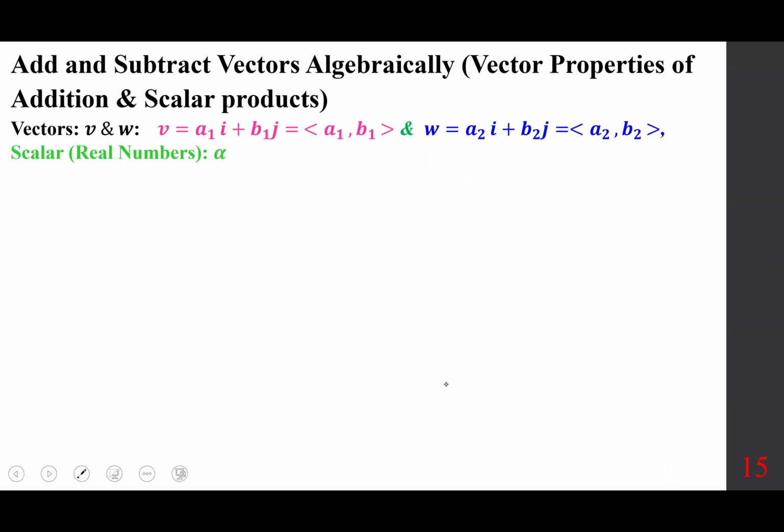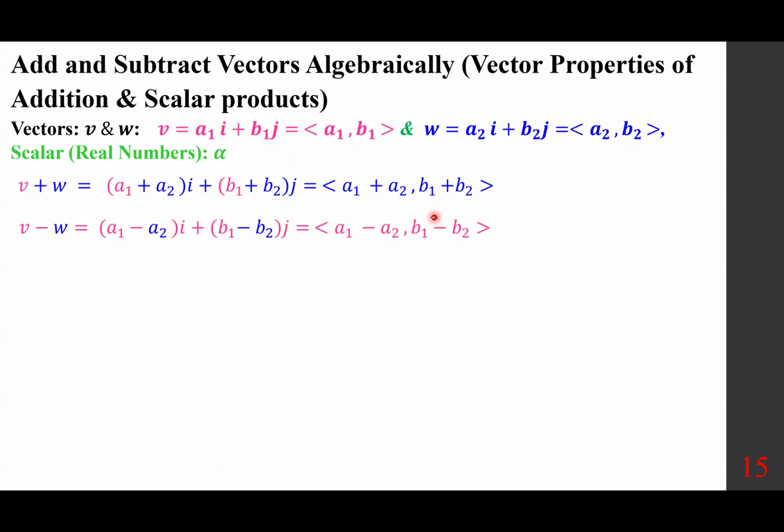Add and subtract vectors algebraically. Vector properties of addition and scalar product. Vectors v and w are a1i plus b1j, with components a1, b1, and w is a2i plus b2j, with components a2, b2, and scalar alpha. Alpha is a real number. So if you want to add them up, just add up their components, everybody. The i components and the j components get added up.